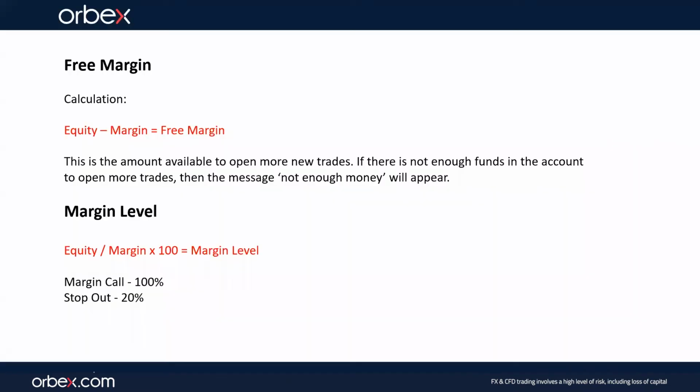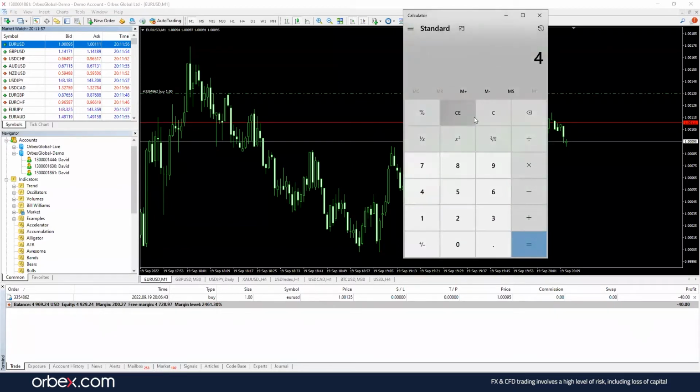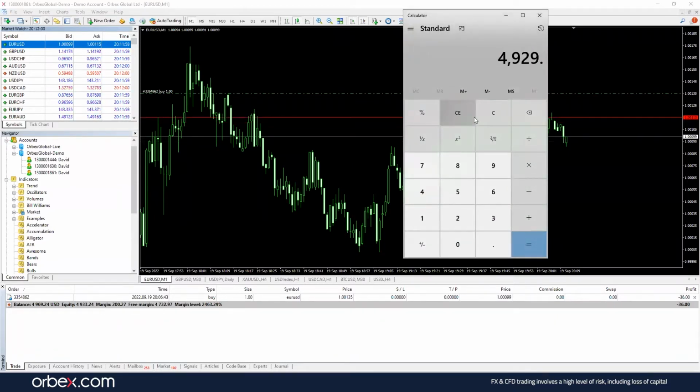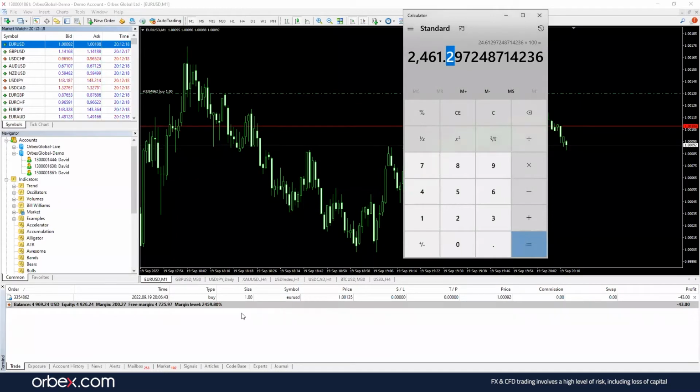Now, your margin level is very important. I'll just show you the quick calculation. It's your equity divided by your margin, and then multiplied by 100, because we multiply by 100 to get a percentage. So my equity at the moment is 4929.24, divided by 200.27, and then we multiply by 100. Because the market is moving slightly, my number is slightly off, but it comes to 2461.30. So for argument's sake, that's the calculation.